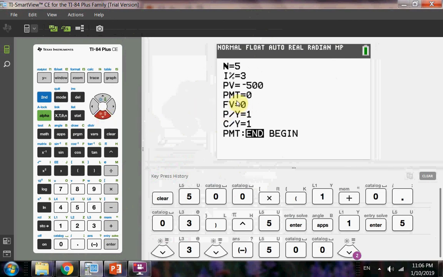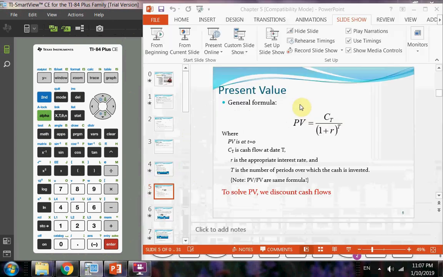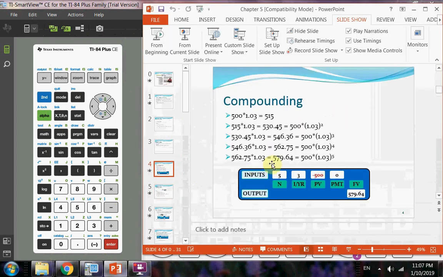Make sure your future value is highlighted when you solve it. How do you select solve? It's Alpha, Enter. You probably read this little green word, solve. How can you get that green function? You hit Alpha, Enter. And then your answer comes out. It is $579, as what we see right here.